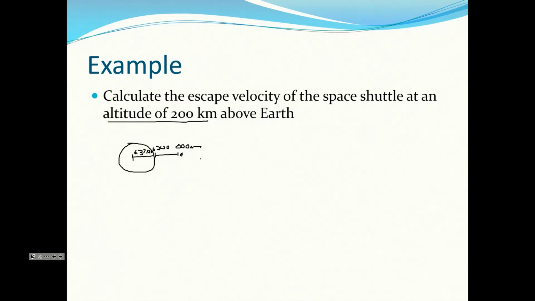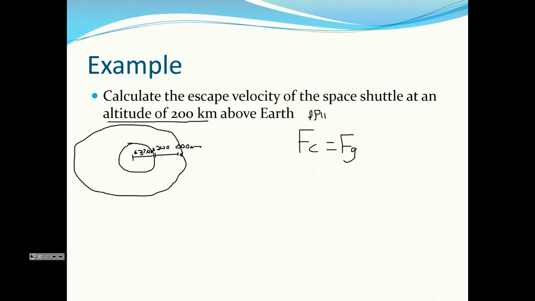So to find the escape velocity, well, it's going in a circle like that. So what makes it move in a circle? Gravity does. So we're using physics principle number 2 to do this question. And this is mv squared over r. And we could use mg, but we can't actually use mg because we don't know what the acceleration due to gravity is 200 kilometers above the Earth's surface.